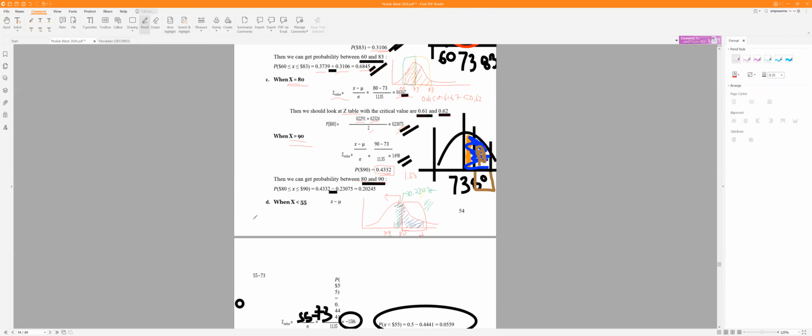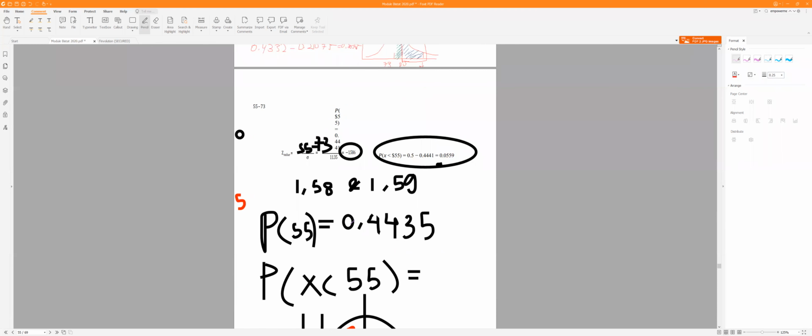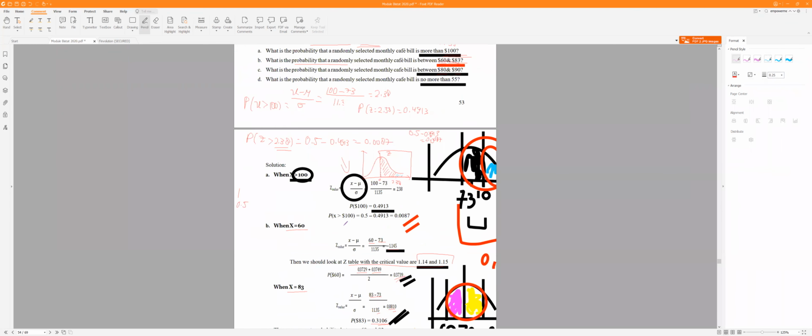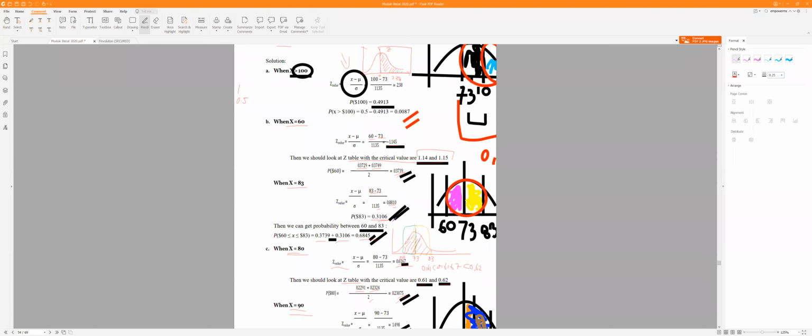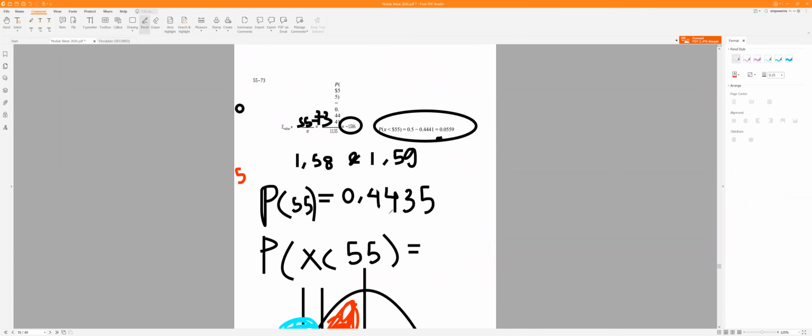So to get that, you have to take the area shaded blue, and then you have to subtract the area shaded green, which is the one less than 80. So you get this value, okay? I hope you understand. And for this one, selected monthly bill is no more than 55, so less than 55, right? This should be easy.